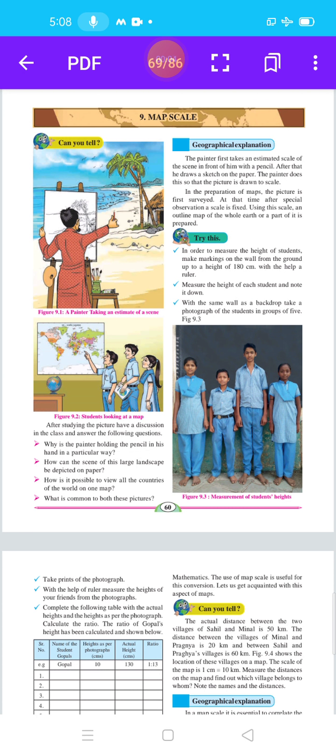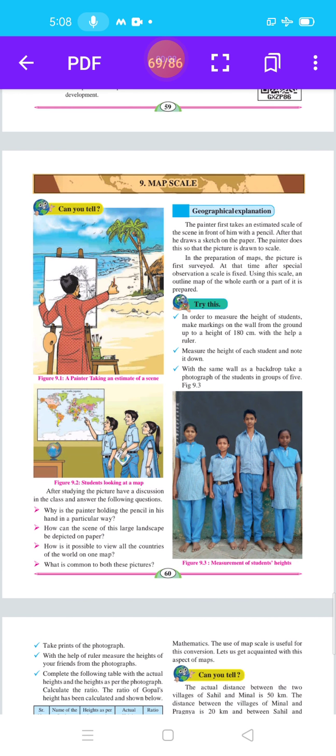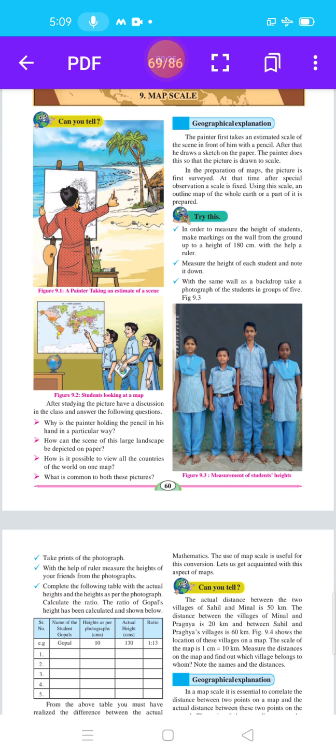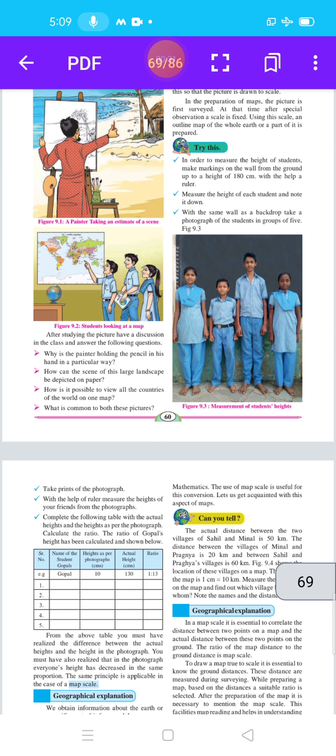From the last video we started lesson number 9, Map Scale. The name of our lesson number 9 is Map Scale. In that video we completed the "Can you tell" activity, figures 9.1 and 9.2. In figure 9.1 a painter is taking an estimate of a scene, and in figure 9.2 students are looking at a map. We discussed the difference between the two figures and completed some questions and answers. Now let us start our next point.